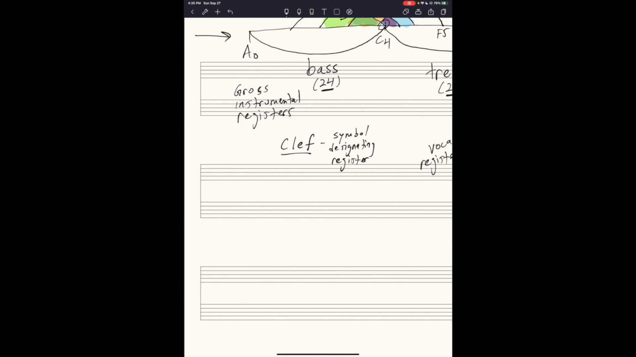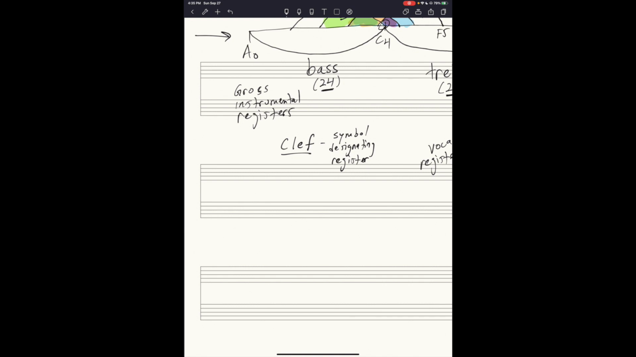Now, there's a little bit more to it, just a little bit more, but I'm going to save that, sort of a second part to this definition, until a little bit later. But for now, let's start with this. What is a clef? A symbol indicating or designating register.